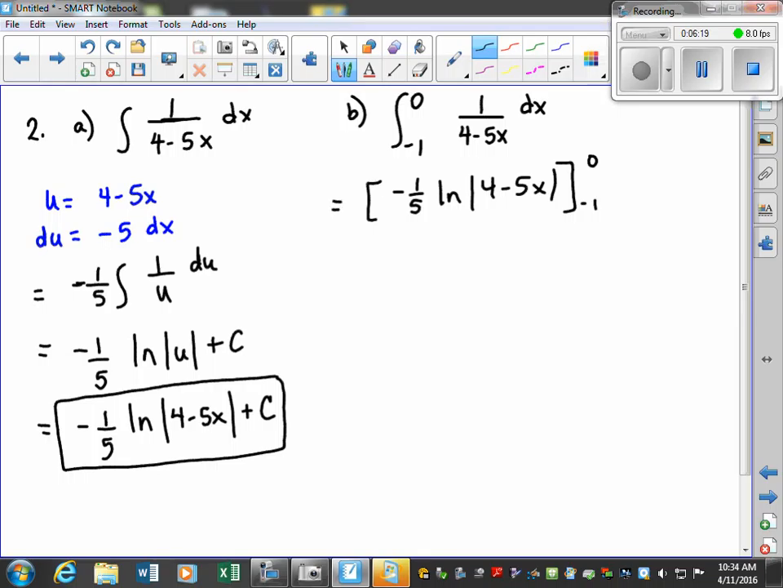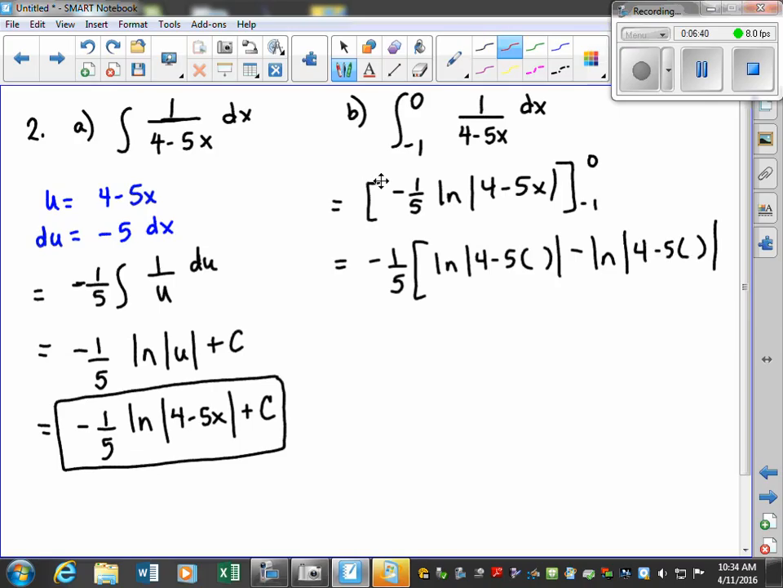Okay, I'm going to go ahead and pull this -1/5 out, and then that would just give me the natural log of 4 minus 5, and I'm going to put a parenthesis where that x is going to be. For the first one I'm going to have a 0 here, and over here when I plug in for x I'll have a -1 there.